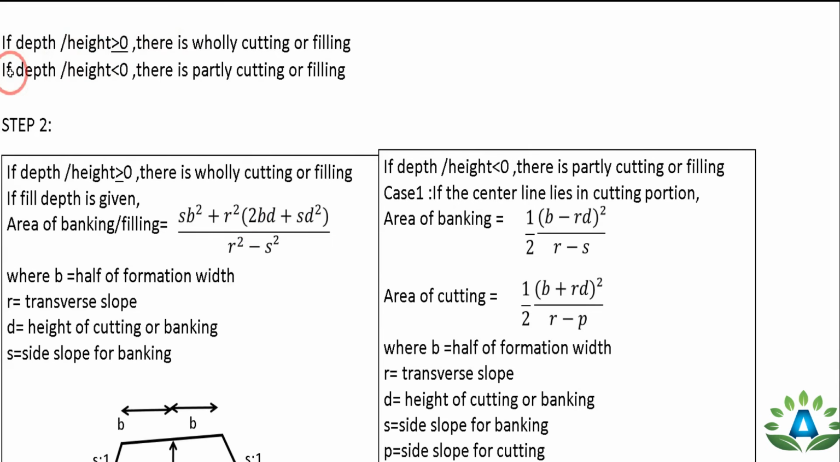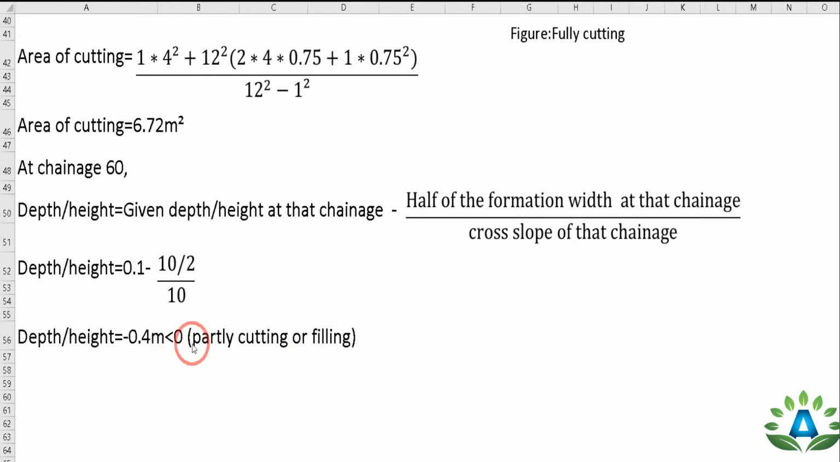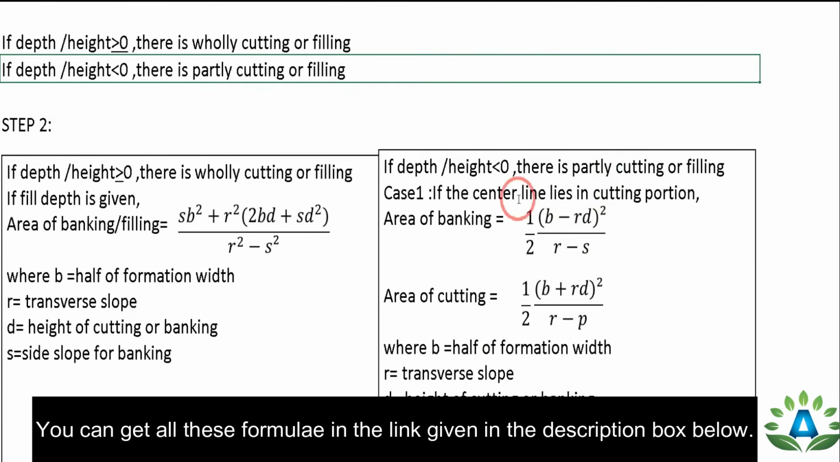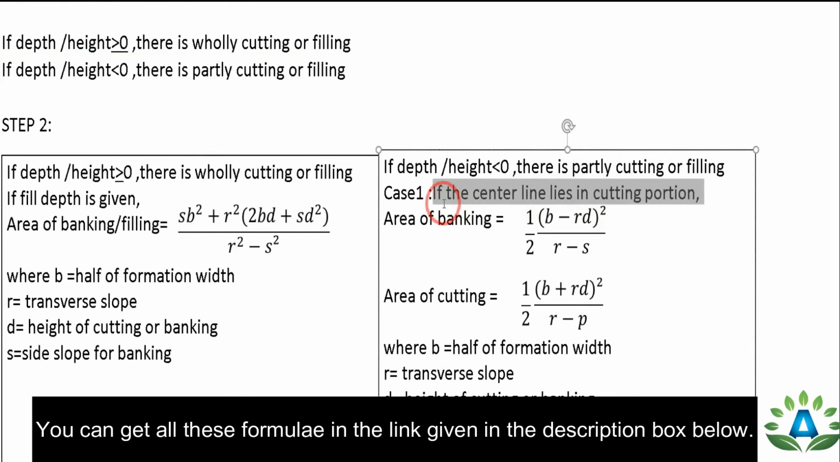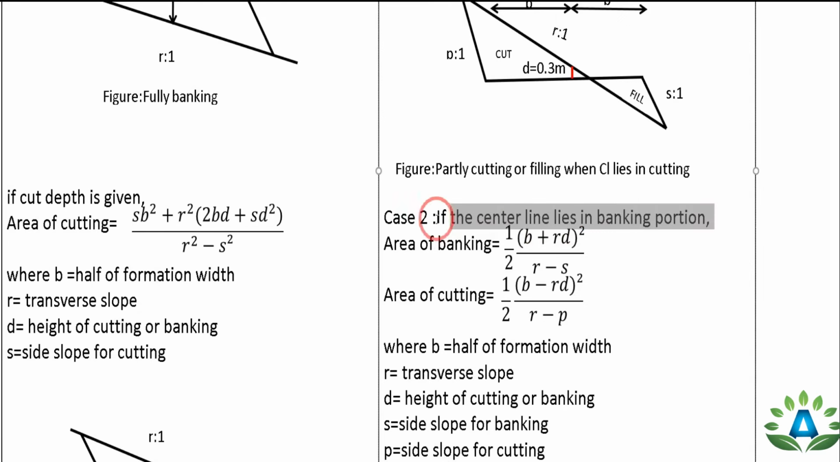So we have already discussed that if the depth or height is less than 0, then there will be partly cutting or filling. So I can write here as partly cut or fill portion. If we have partly cutting or filling, then there will be two cases, that is center line lies either in the cutting portion or center line lies in the banking portion. So we need to check whether the center line lies in cut or banking portion.